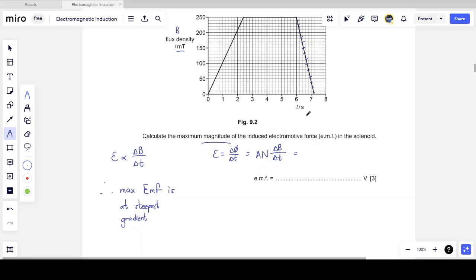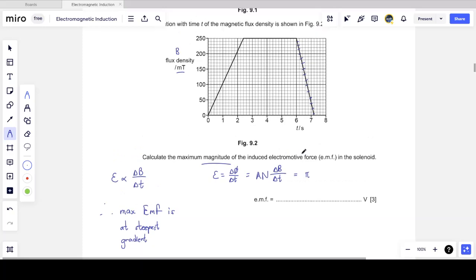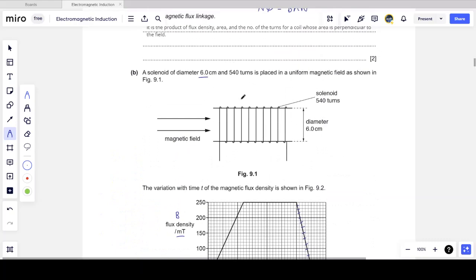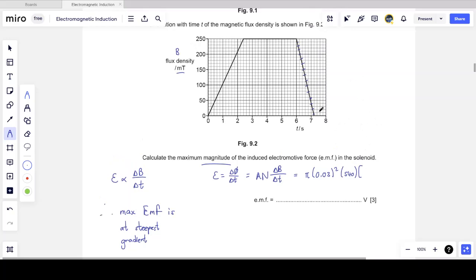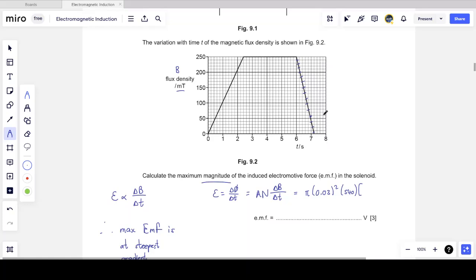Now what's the area? For the circular loop, it's pi r squared. So it's pi, and we are told the diameter of this loop is 6 centimeters, so it's pi times the radius. Now the radius is half the diameter, 0.03 in meters, squared. That's the cross-sectional area of the loop, multiplied by the number of turns, which is constant as well, 540, multiplied by the rate of change of flux density. So I'm now looking at the steepest part of the graph, so I'm ignoring the minus sign.